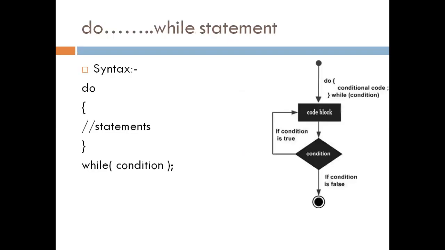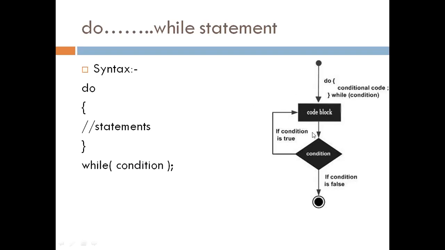Now the next looping statement is the do while statement. Do while is also the same as the while statement. The difference between while and do while is that in a while statement, the condition is checked before loop execution. Here in a do while, we first execute this block and then check the condition. So we can say that a while loop checks the condition first, whereas do while checks the condition afterwards.